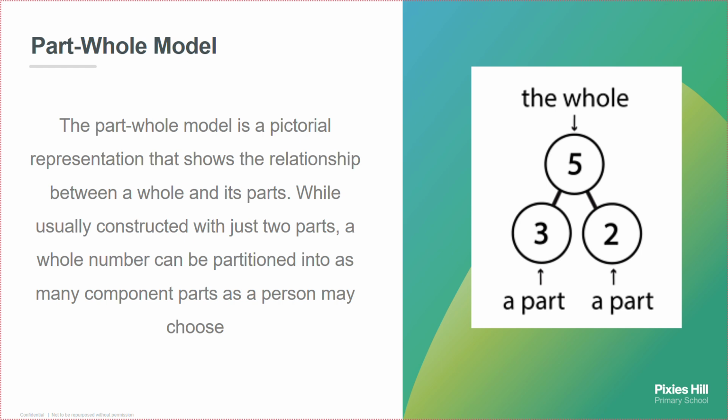This is an example of the part-whole model. The part-whole model is a pictorial representation that shows the relationship between a whole and its parts. While usually constructed with just two parts, a whole number can be partitioned into as many component parts as a person may choose. For example, 5 could be a part of 2, 2 and 1. The greater a student's understanding of the part-whole diagram, the greater their understanding of the number system and their sense of numbers.